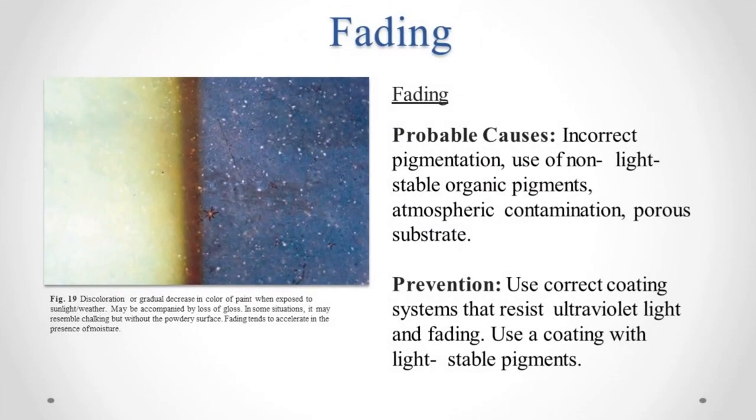Fading. Probable causes. Incorrect pigmentation, use of non-light stable organic pigments, atmospheric contamination, porous substrate. Prevention. Use correct coating systems that resist ultraviolet light and fading. Use a coating with light stable pigments.